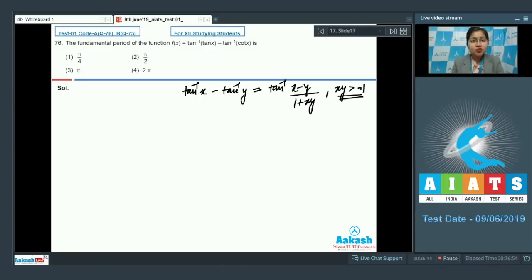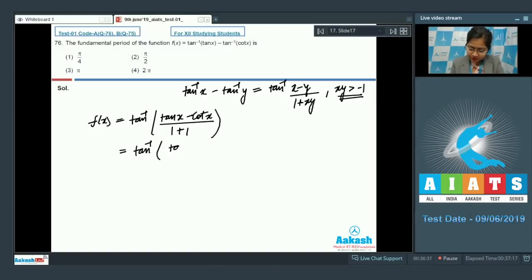Here it can be seen that tan x into cot x is equal to 1, that is definitely greater than minus 1, which means that f(x) will be equal to tan inverse (tan x minus cot x) divided by (1 plus tan x into cot x), that is 1. So this is equal to tan inverse of (tan x minus 1 divided by tan x) multiplied with 1 by 2. So that is equal to tan inverse, in the denominator we will have 2 into tan x, and here we will have tan square x minus 1.